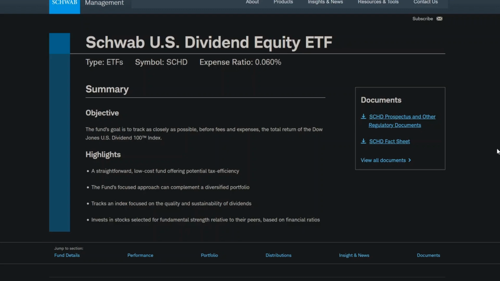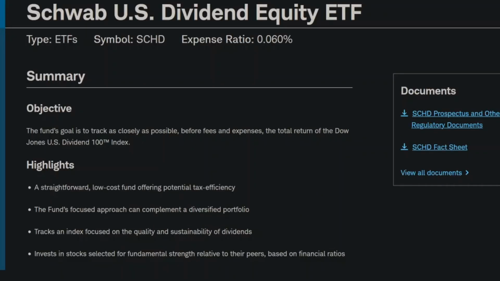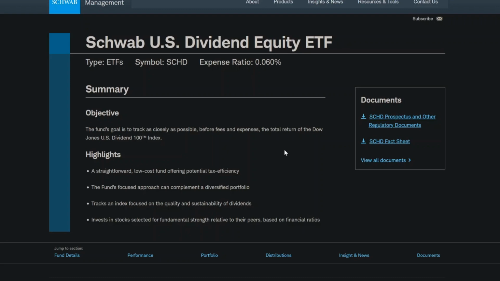So my first piece of advice is to get a cookie cutter, basic, generic ETF for whatever you're trying to do. So this is for dividends right now, and the symbol is SCHD, one of my favorite dividend ETFs. And if we read the objective, it says the fund's goal is to track as closely as possible, before fees and expenses, the total return of the Dow Jones US Dividend 100 Index. It's basic, simple, and it kind of covers all of your bases.